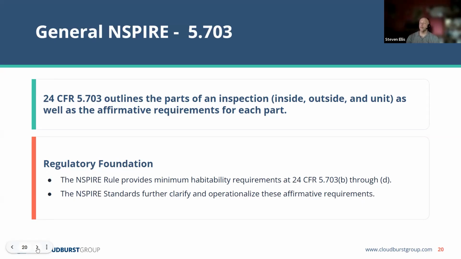NSPIRE regulations, meaning this will be cross-cutting across all of the programs, also outline what are called affirmative requirements. And affirmative requirements are items that all units must meet. So there'll be uniform inspection deficiencies or issues that all HUD programs are going to have to use. And so those are operationalized through NSPIRE standards.